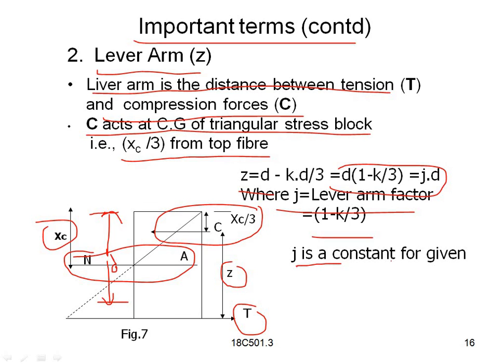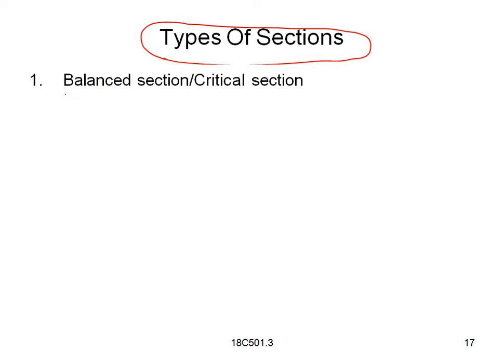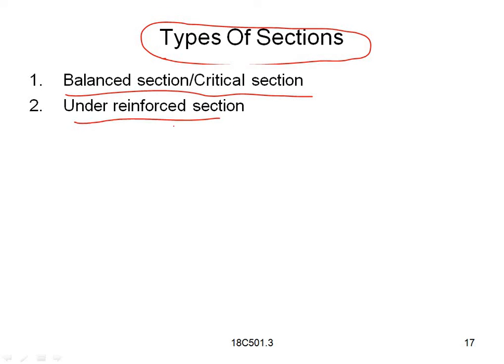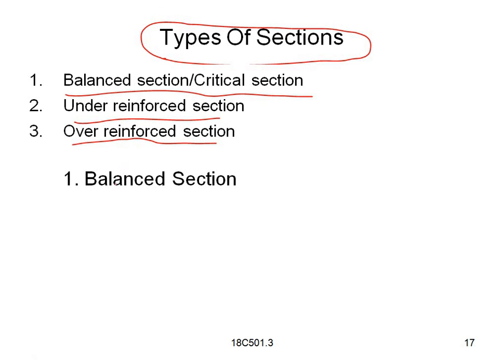Whereas J is a constant for given grades of concrete and steel. Next, types of sections in working stress method: one is balanced section or critical section, under reinforced section, and over reinforced section. Let us see the balanced section.